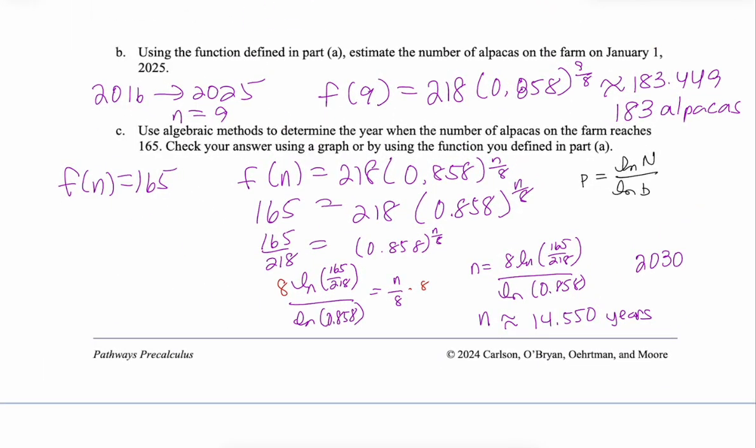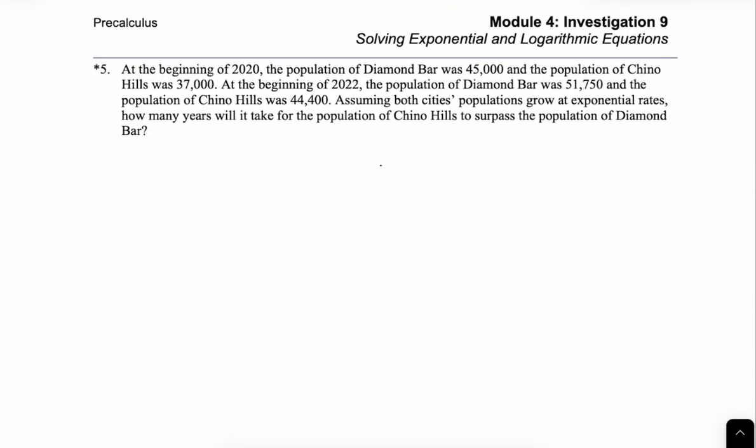Okay. Let's now do one more word problem, I think. We'll probably just do one more. Do I want to do 6? No, but I want to do 5. Okay, let's do 5. And that's the last one we'll do for this investigation.